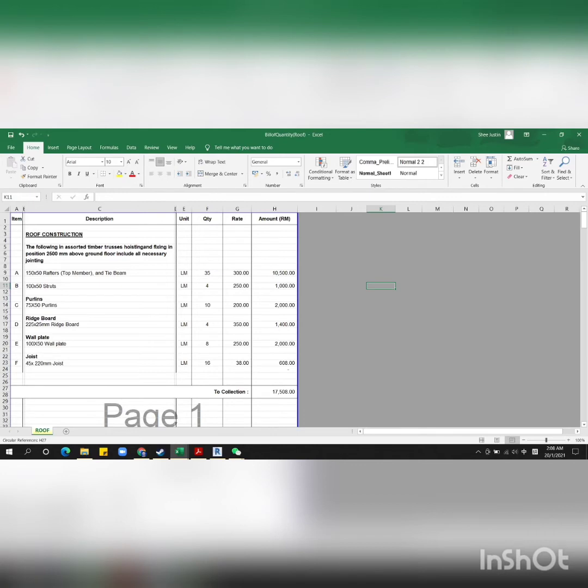After that, there is the roof construction. The roof construction would include the rafter, shaft, purlin, ridgeboard, wall plate, and joists in our group project. So the total amount for this roof construction is 70,508 ringgit.